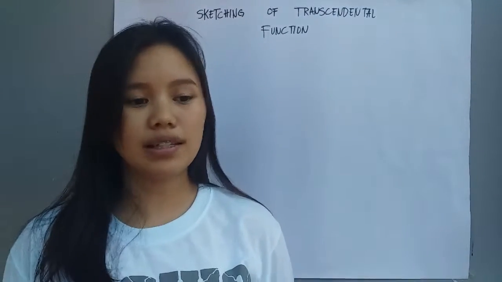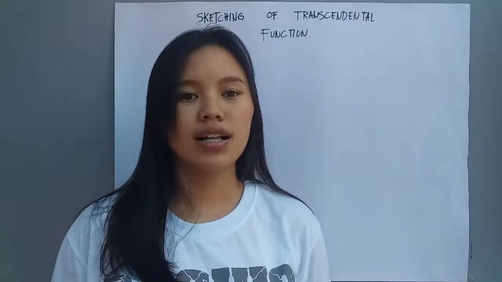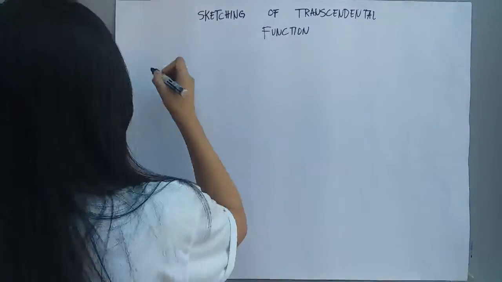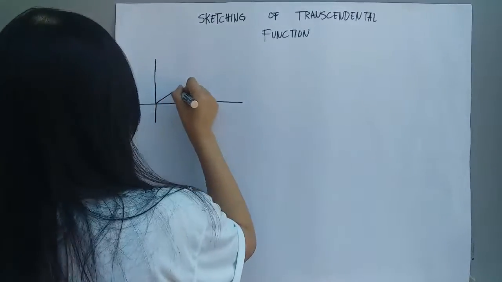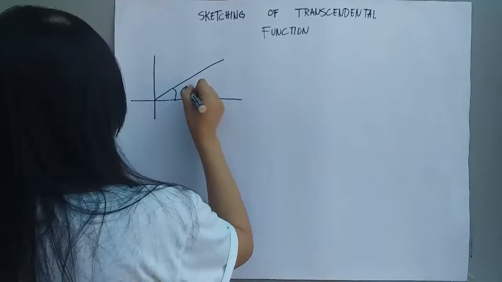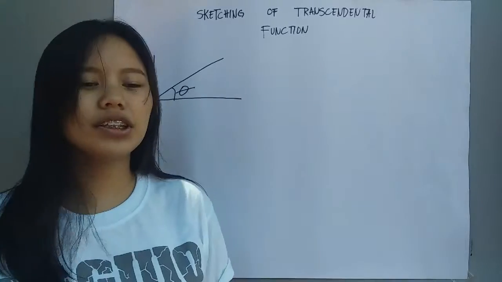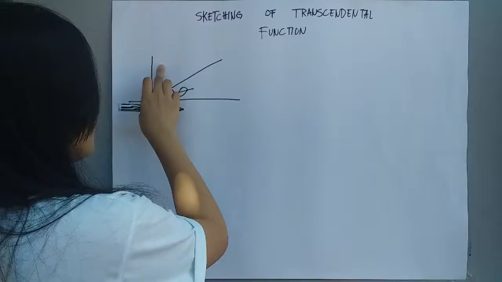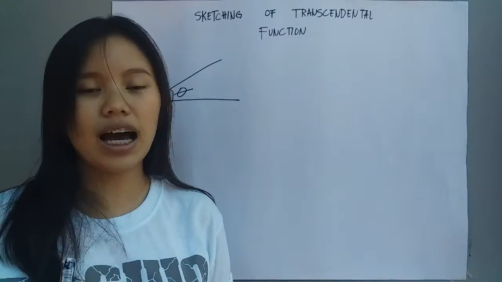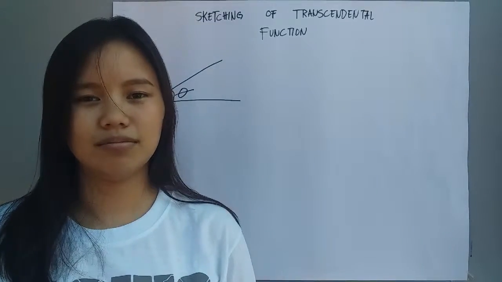An angle is determined by rotating a ray about its endpoint, and the starting position of the ray is the initial side of the angle. This is the initial side of an angle. After rotation, it is the terminal side. Counterclockwise rotation gives us positive angles, and clockwise rotation gives us negative angles.